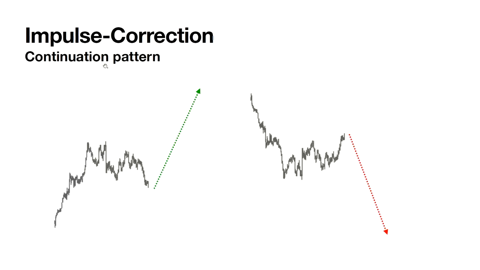So this is an example of a continuation pattern. Let me take out my brush. What we have over here is an impulse. What I mean by impulse is the market is moving with very fast and strong momentum. You can see this up move is fast, relative to this piece over here. That's what we call a correction piece.